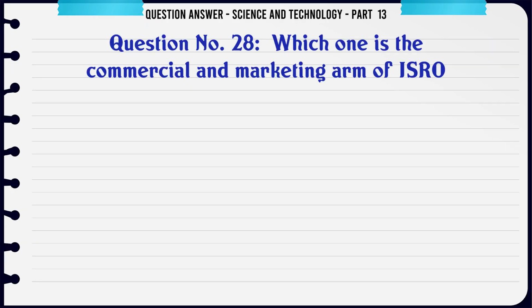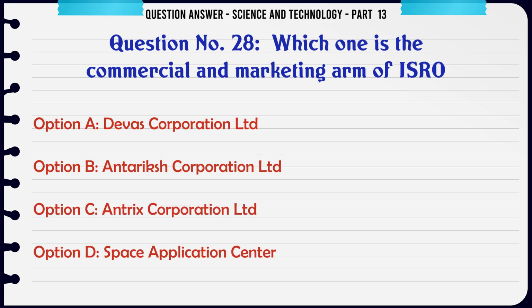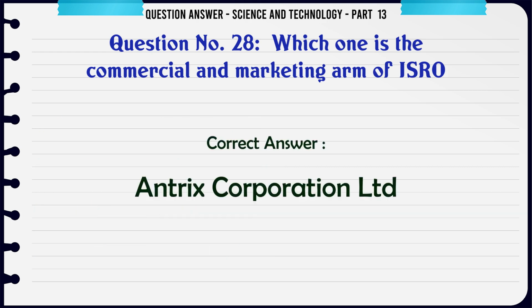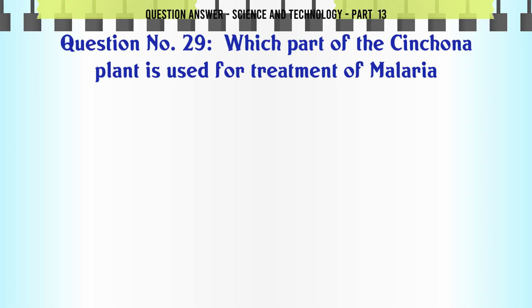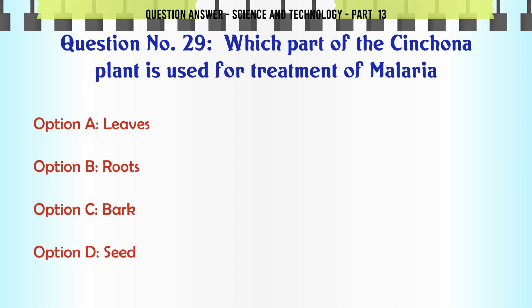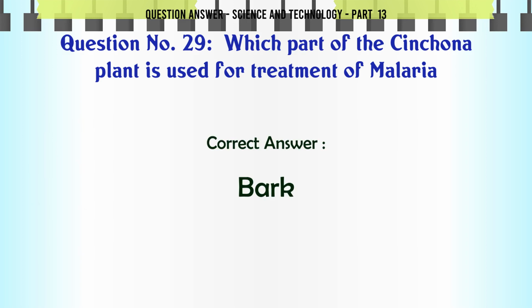Which one is the commercial and marketing arm of ISRO? A. Devas Corporation Limited. B. Antariksh Corporation Limited. C. Antariksh Corporation Limited. D. Space Applications Center. The correct answer is Antariksh Corporation Ltd. Which part of the Cinchona plant is used for treatment of malaria? A. Leaves. B. Roots. C. Bark. D. Seed. The correct answer is bark.